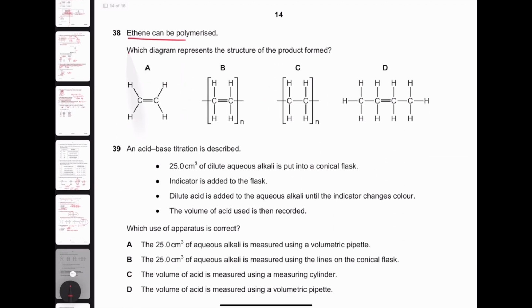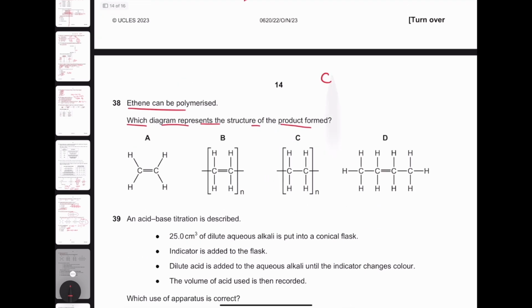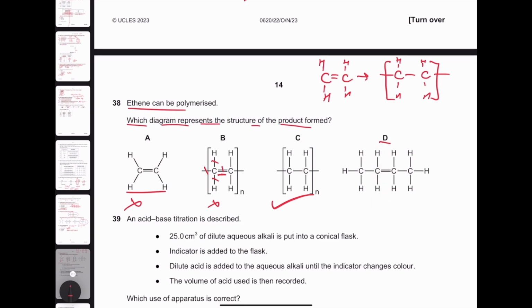Ethene can be polymerized. Which diagram represents the structure of the product formed? See, ethene looks like this. When it undergoes polymerization, the double bond breaks and these are open like this. Then you cut it out like this. So is this the answer? No, this is ethene only. Is this the answer? It appears like it, but the double bond is still here. Think about it. The double bond is still here. 1, 2, 3, 4, 5. 5 bonds. Not possible. B is wrong. C is the correct answer. D is just a butene. So this is wrong. Answer is C.